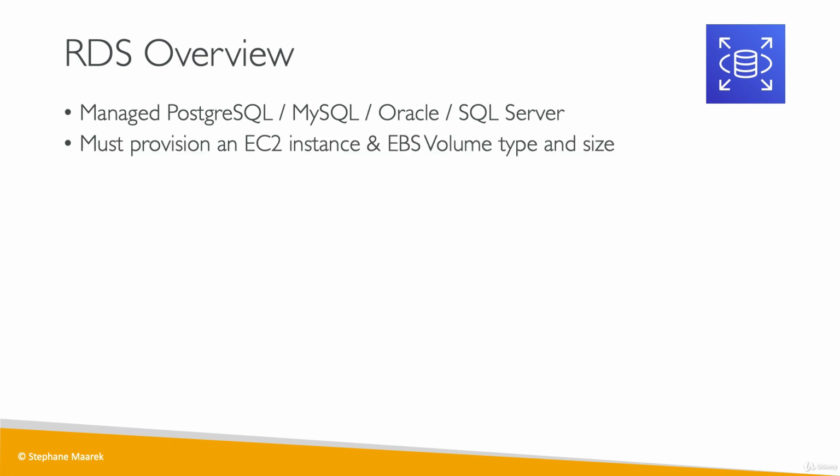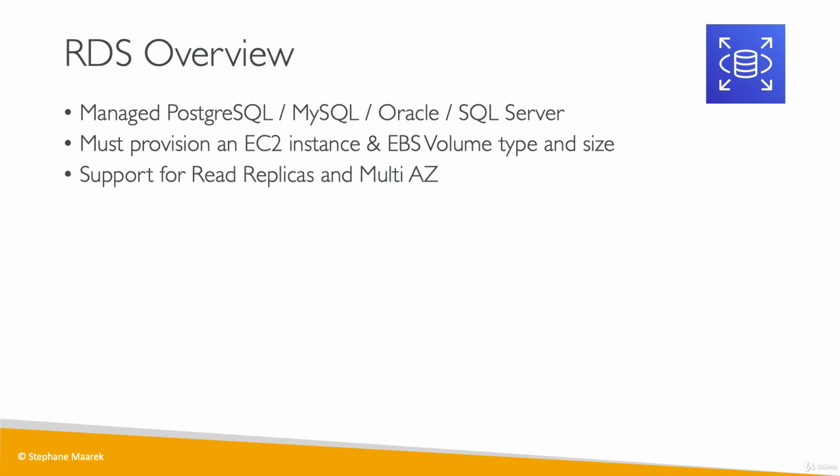We must provision an EC2 instance and EBS volume. So that happens behind the scenes. Amazon does that for us, but it's basically what happens. And then we tell Amazon the instance type we want and the EBS volume type and size and all these things. And then Amazon provides us a database ready to go. Now, we don't have direct access to this underlying EC2 instance, but this is what happens in the backend.